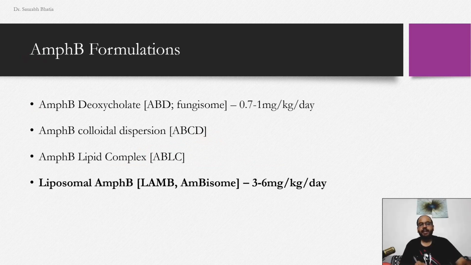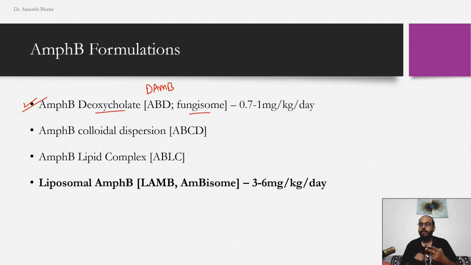Now, amphotericin B has various formulations. We have the initial one, amphotericin B deoxycholate, or ABD, which you also know as DAM, deoxycholate amphotericin B, also Fungizone. But remember, nowadays Fungizone can also be used for liposomal formulations. So whenever you are administering, make sure to write in full form whatever you are administering, whether you're giving the deoxycholate form or the liposomal form.